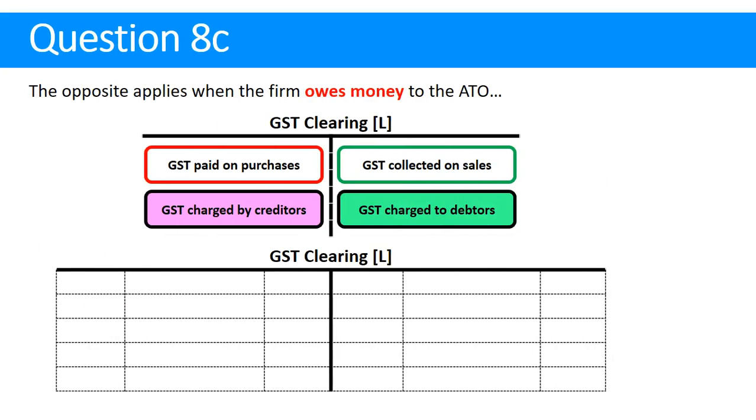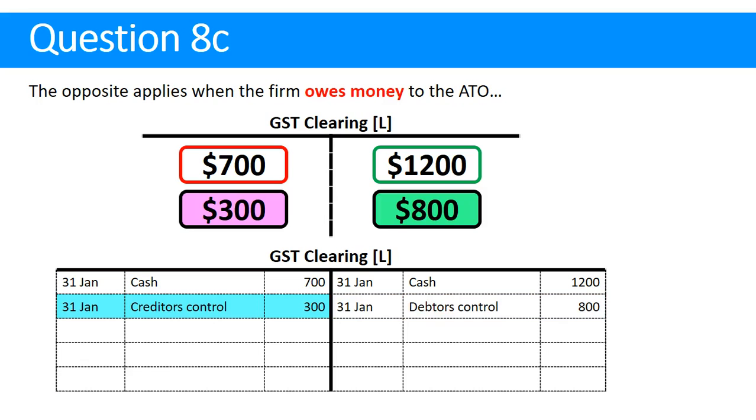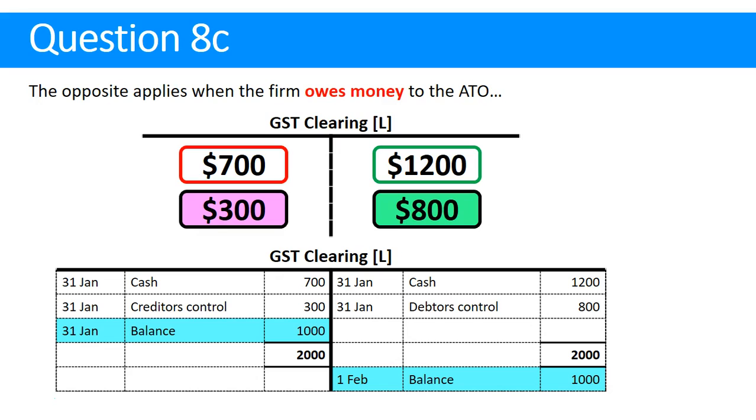Sometimes though the opposite happens. If we plug in some numbers and say we collected cash of GST of $1,200, we paid $700 GST, charged debtors $800 and got charged $300 by creditors. If we balance that ledger out, we're actually going to end up with a credit balance of $1,000. So that circumstance means that we actually have a liability. We owe the government $1,000.